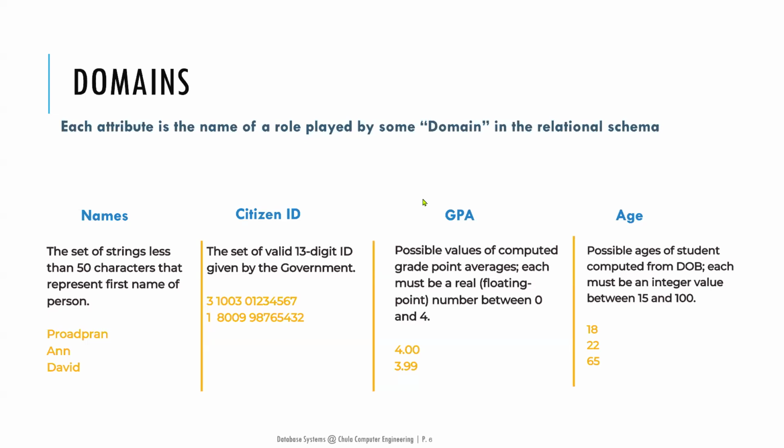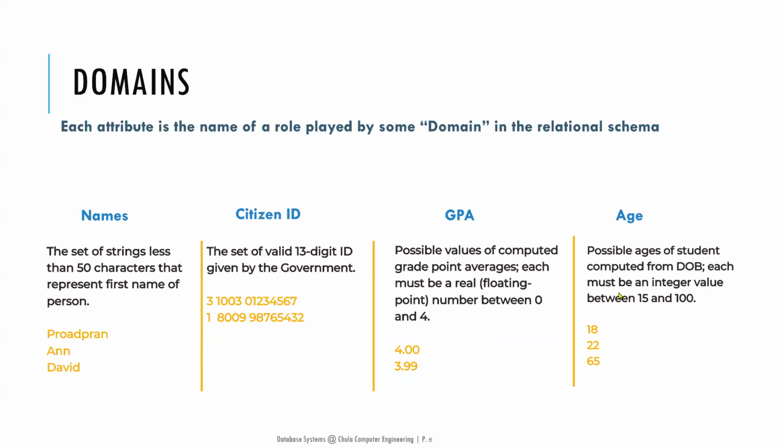Now, for the domain of the GPA, I would say that it is the possible values of the computed grade point average. Each must be a real, a floating point number between 0 and 4. So it could be 4.00, it could be 0.00, but every piece of data within the GPA column or GPA attribute must act the same way. All right.